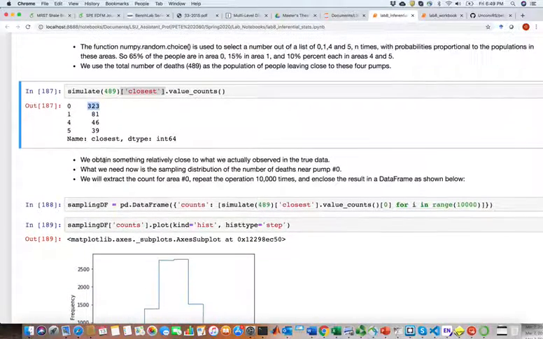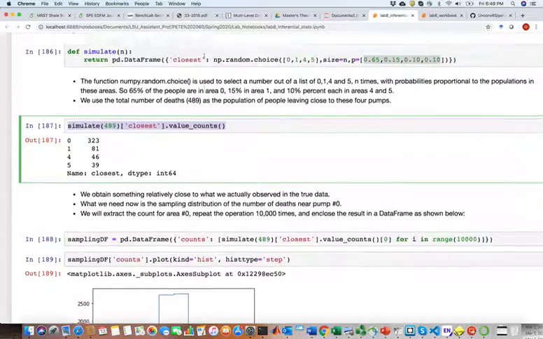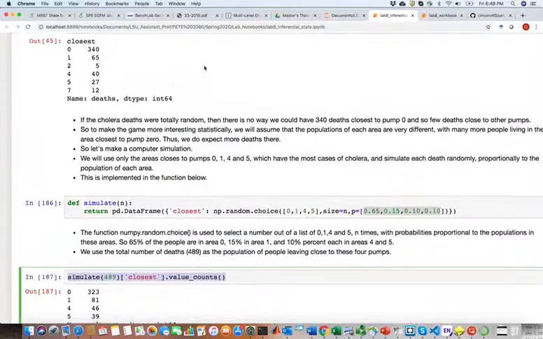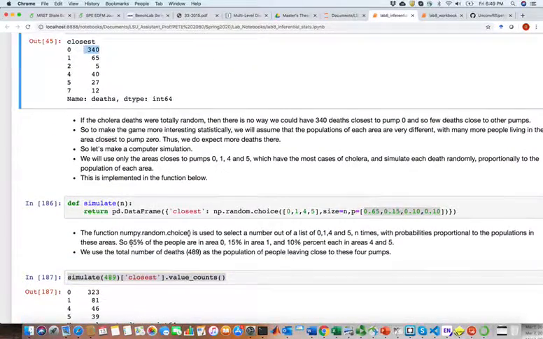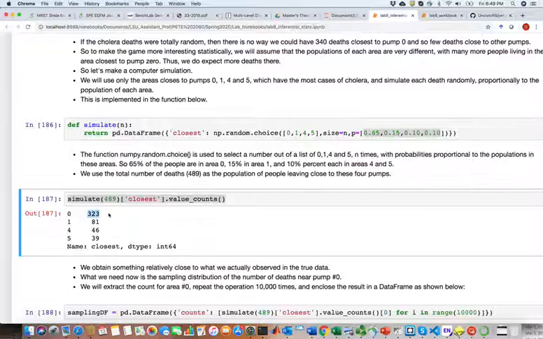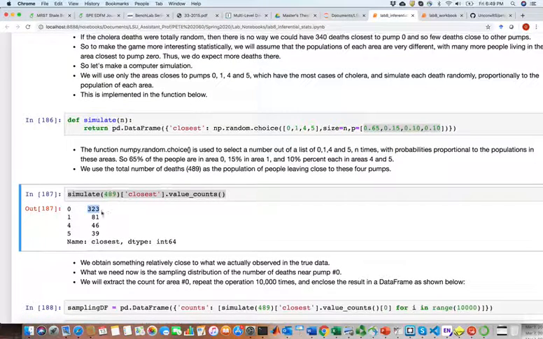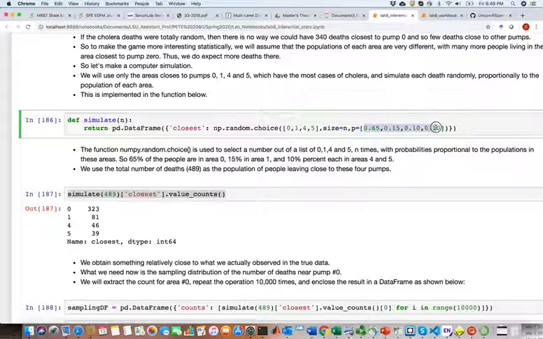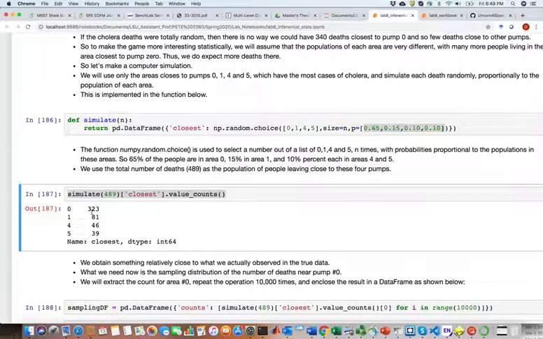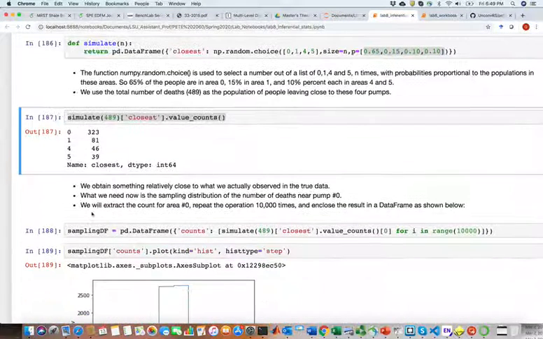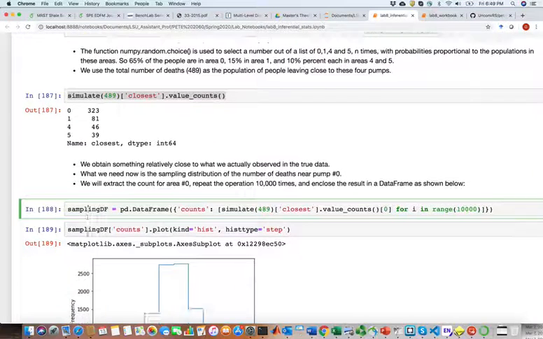So this is just one realization. We're going to generate several realizations and figure out where 340 deaths will lie in the distribution. If it's extreme, then it means the probability that these deaths are because of unevenness in the population distribution is unlikely. And that's what we're moving on to do.